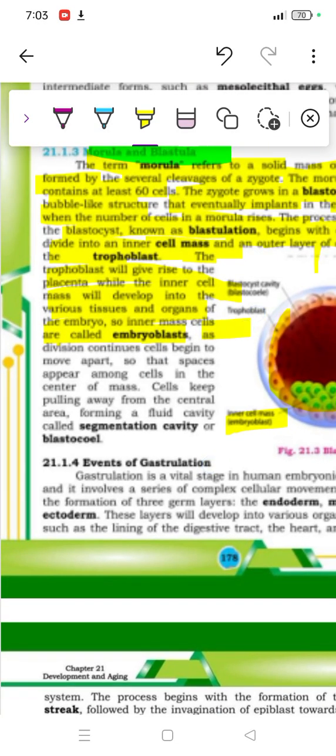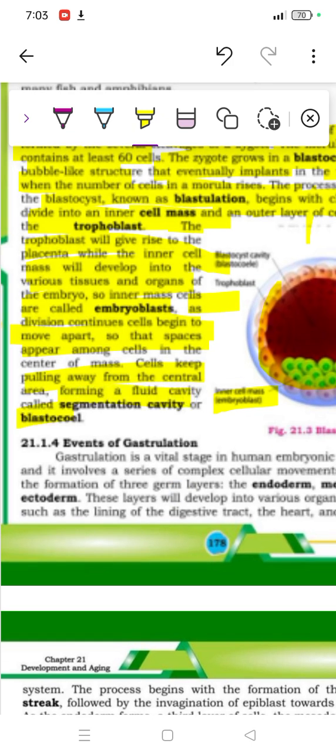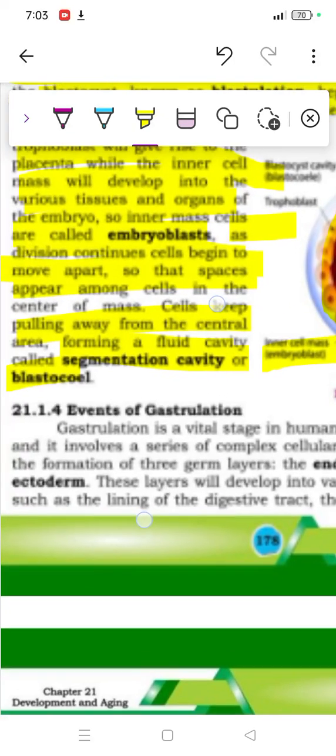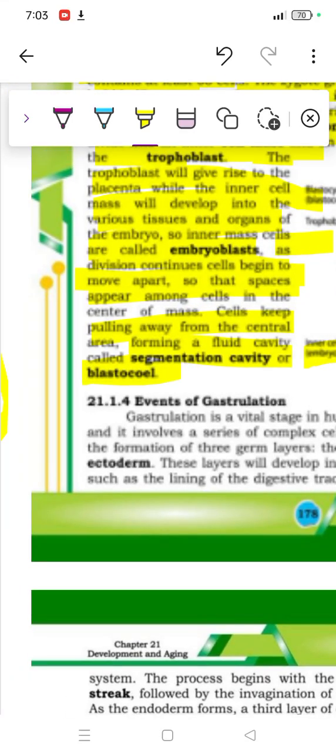As division continues, cells begin to move apart, forming a fluid cavity called the segmentation cavity. Yes, I forgot to tell this. I just told you about the blastosphere, but this is a main point as well, that the fluid cavity is also called the segmentation cavity. I'm sure it will be clear.